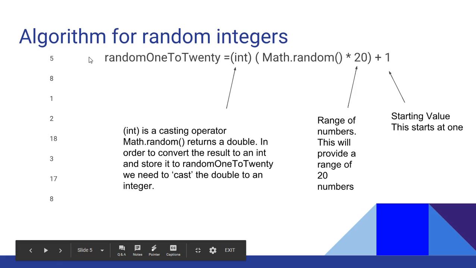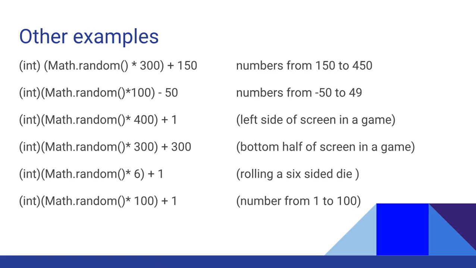On the left-hand side of the screen here, you can see some of the numbers that were generated. These are just some other examples to show you how you can generate different ranges of numbers. On the first one, I start at 150, and I go for a range of 300. That gives me values from 150 to 450, and it might be off by 1. I'm not going to worry about that on this particular problem.